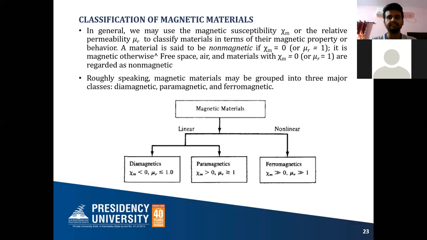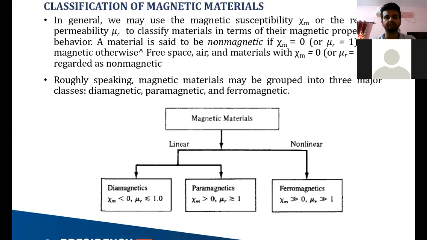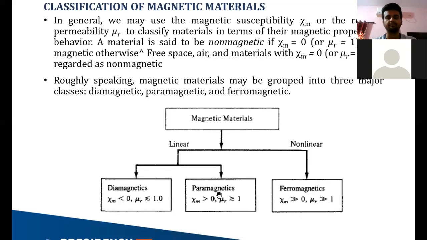Now I'll discuss one by one what is diamagnetic. I'll give some examples also, what is paramagnetic, what is ferromagnetic. Ferromagnetic comes under non-linear. As you can see here, linear, non-linear. Under linear, we have diamagnetic materials, paramagnetic materials. Under non-linear, we have ferromagnetic materials.